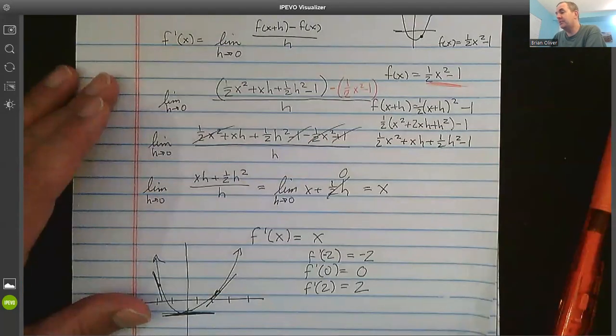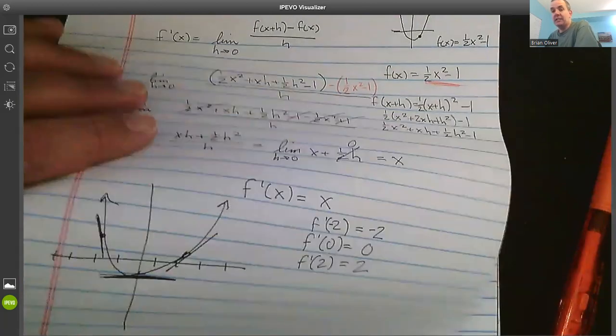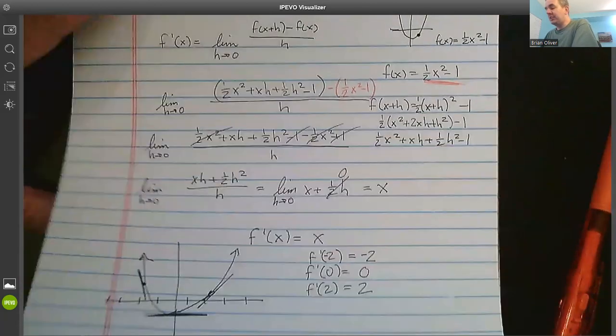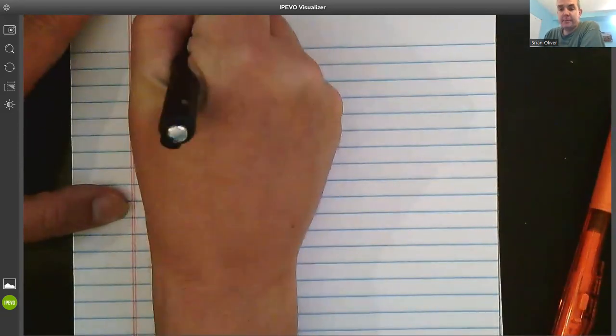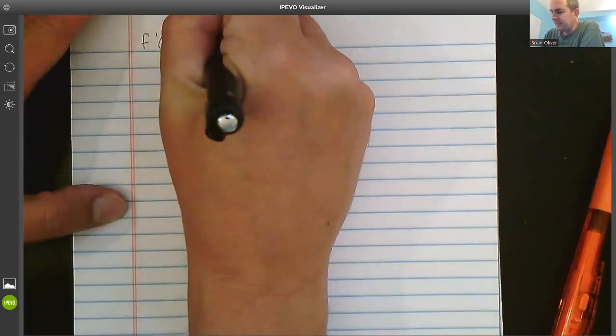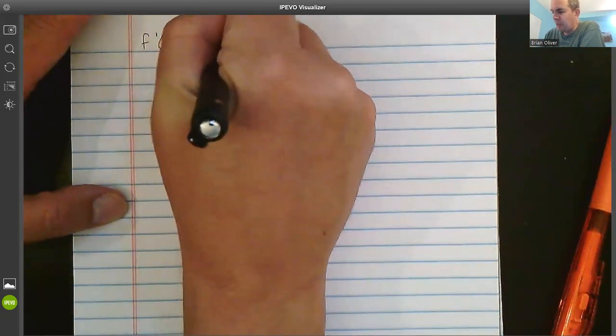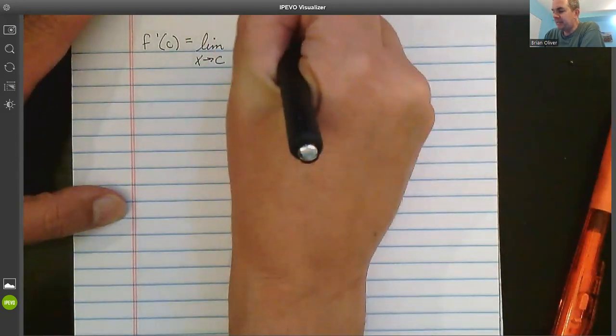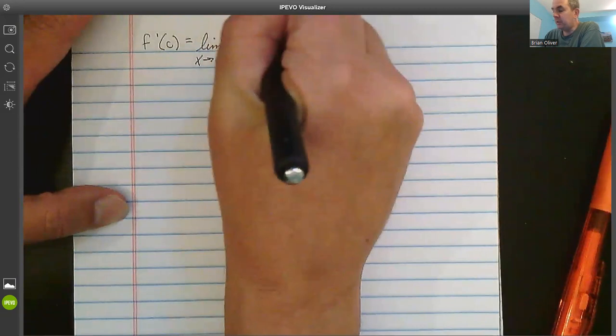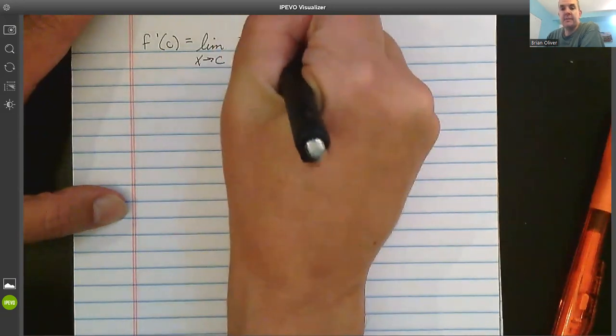Now, what I want to tell you is there's another way that we can look at a derivative. Let me show you this other method. If I'm looking for the derivative at a point c, I'm going to take the limit as x approaches that point c of f of x minus f of c, and I'm going to put that whole thing over x minus c.